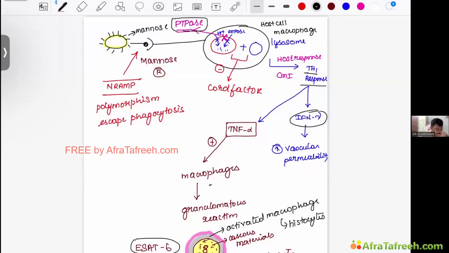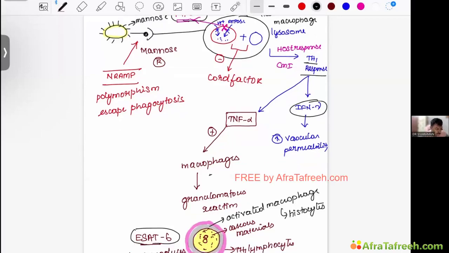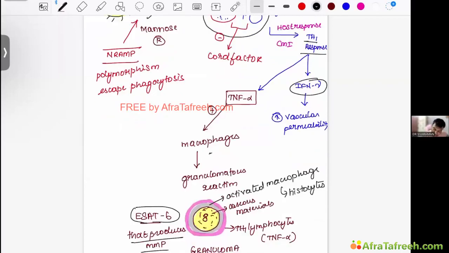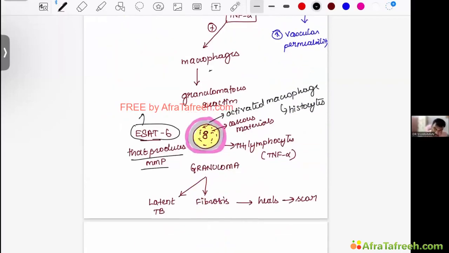ESAT6 is the one which will help in formation of granuloma. It is present in the cell wall of MTB, and this stimulates your human body to produce matrix metalloproteinases, and that will help in formation of granuloma.